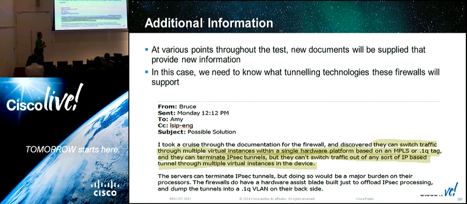The firewalls do have hardware assist blades to offload the IPsec processing, and they dump the tunnels into a .1Q on the backside. So if you're thinking, why don't they just extend the tunnels all the way to the servers? That makes sense. That would be a great solution, right? Well, no, they just told you why you can't do it. It's too big a burden on their processors. So you should read that and immediately go, no way am I considering extending tunnels to the servers.